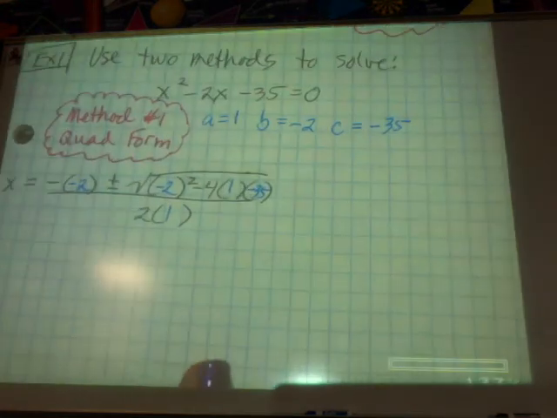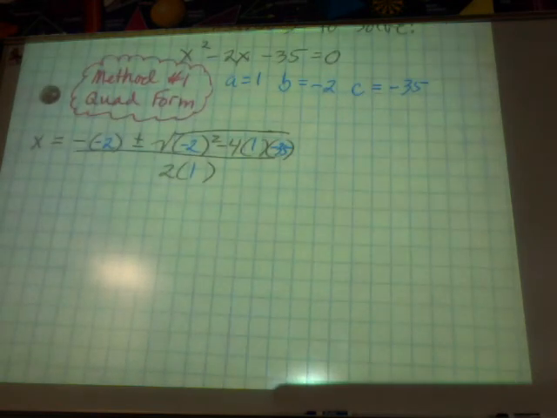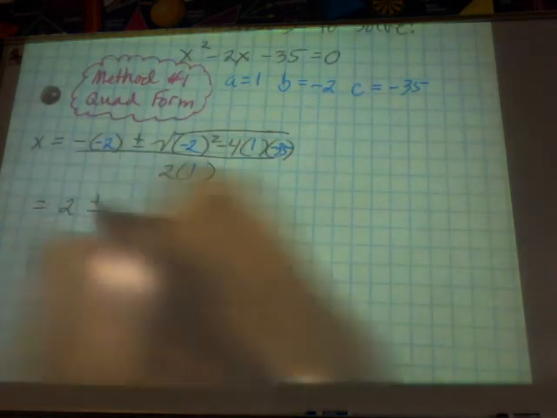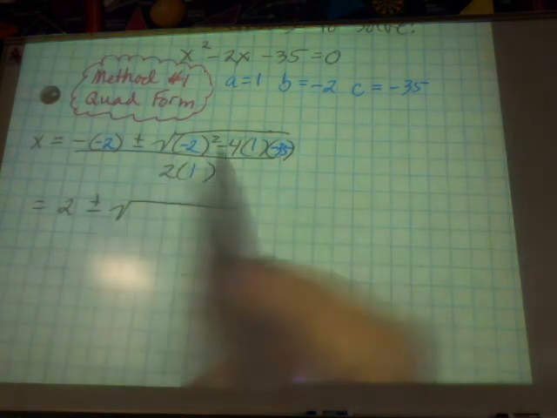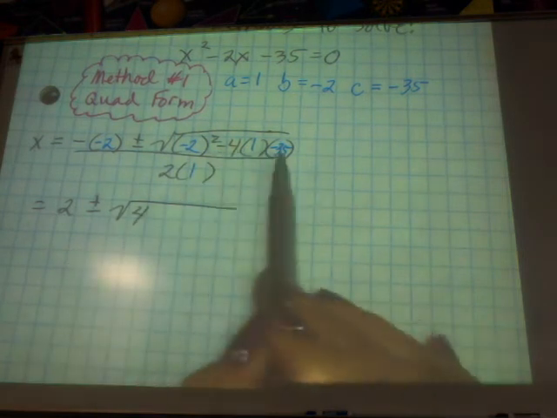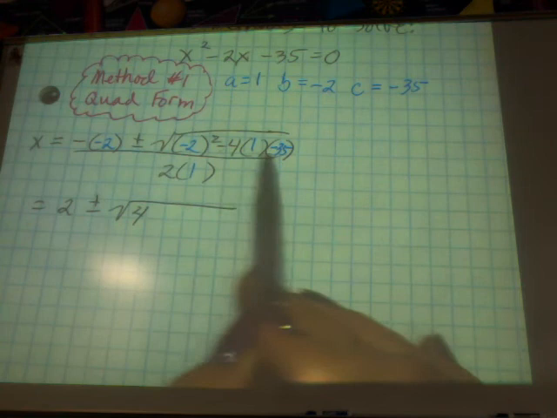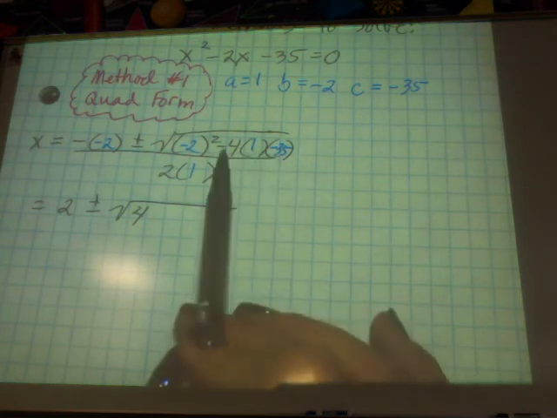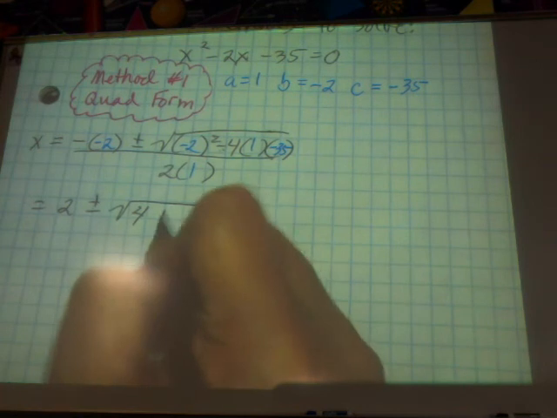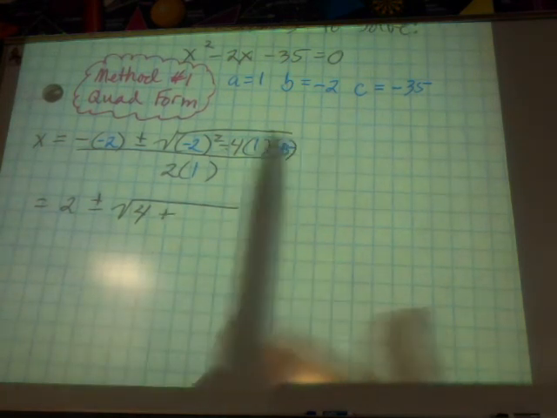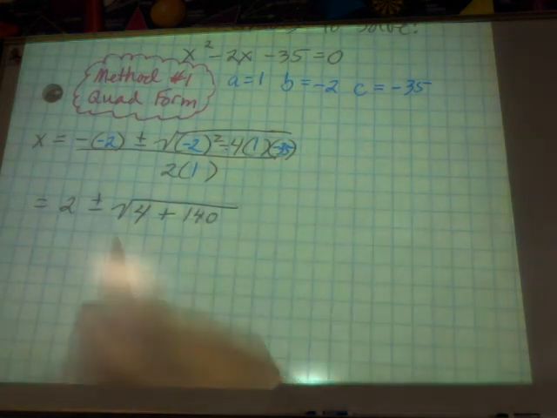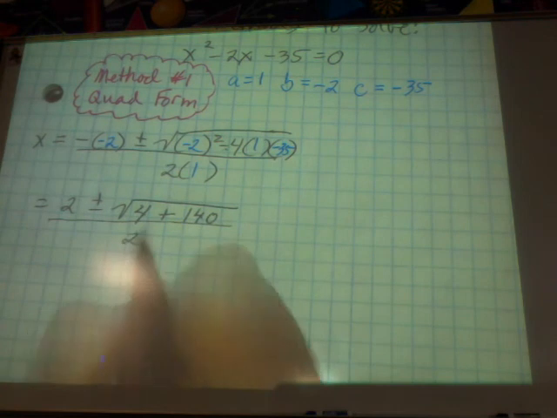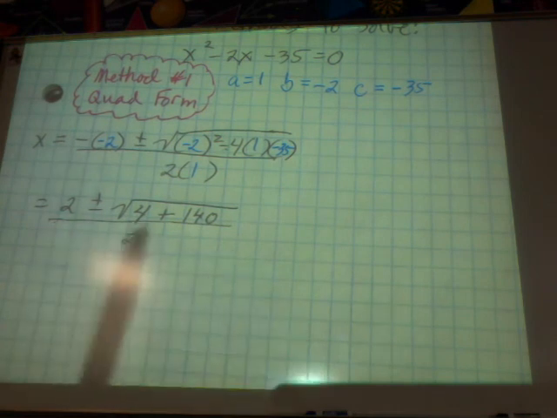So then all that's left is for you to do order of operations, plain and simple. What's the opposite of -2? 2. Plus or minus the square root of, don't drop off that radical like some of you did with the distance formula. -2 squared is 4. Count your negatives. How many negatives do you have? I have 2. I have a negative here in front of the 4 and a negative here. 2 negatives make a positive, don't they? All you have to do is 4 times 35. What does that give you? 140. All divided by 2 times 1 is 2. Make sure that that division bar goes all the way across and not just under the radical.